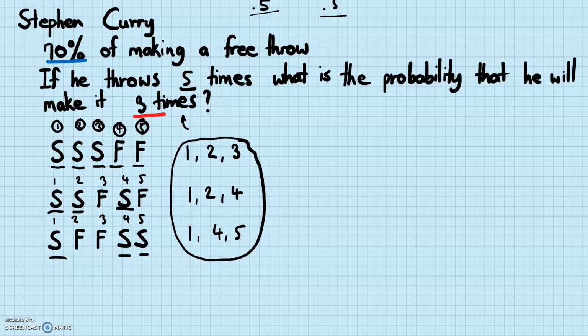So this right here is just out of 5 spots, we're choosing 3 spots. Or you can write that like this: 5 choose 3. And why are we using a combination here?